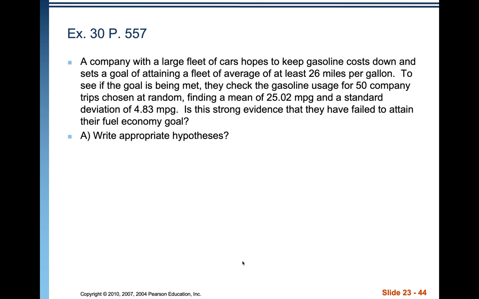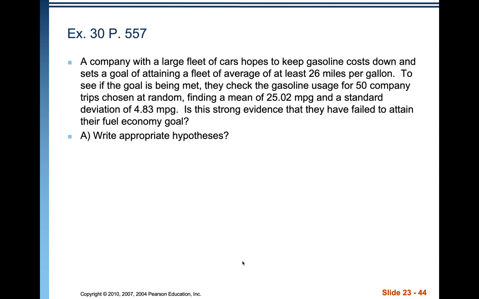A company with a large fleet of cars hopes to keep gasoline costs down and sets a goal of attaining a fleet average of at least 26 miles per gallon. To see if the goal is being met, they check the gasoline usage for 50 company trips chosen at random, finding a mean of 25.02 miles per gallon and a standard deviation of 4.83 miles per gallon. Is this strong evidence that they have failed to attain their fuel economy goal?